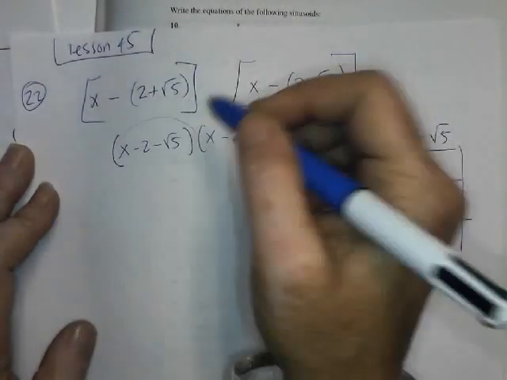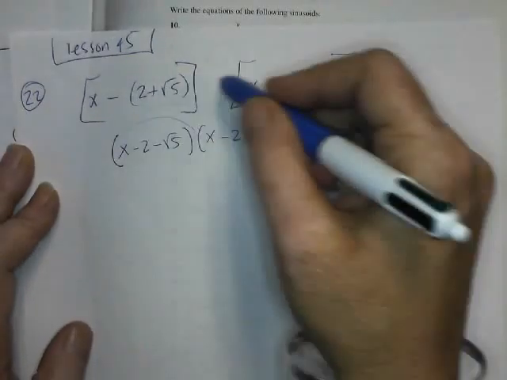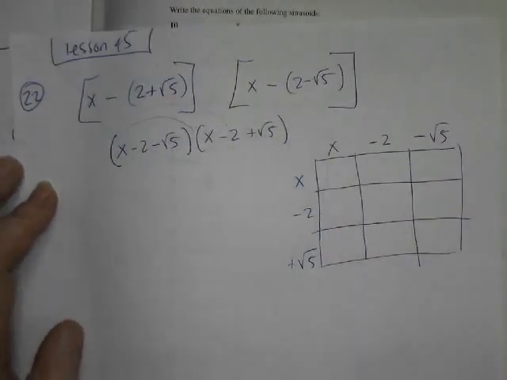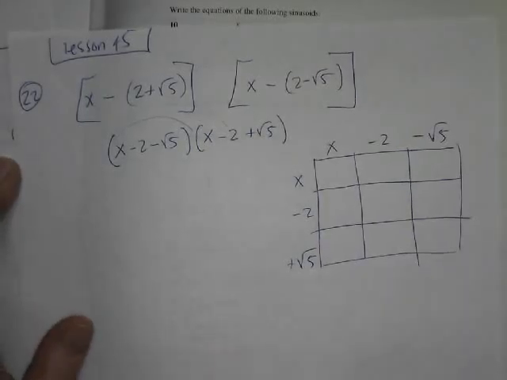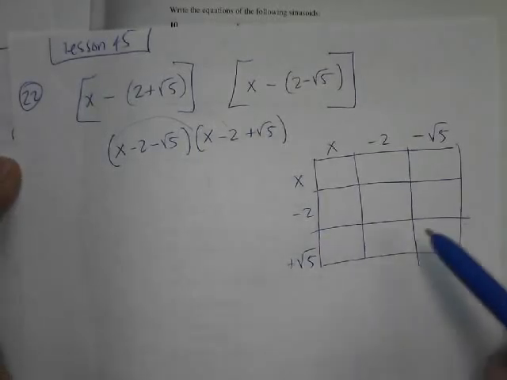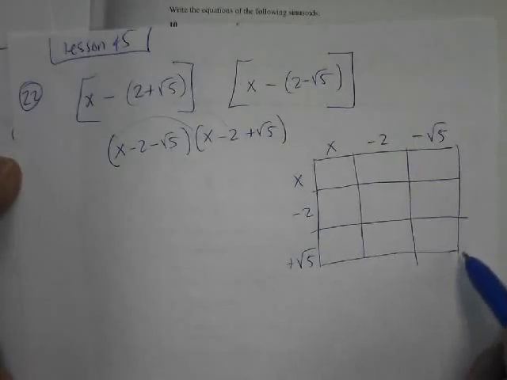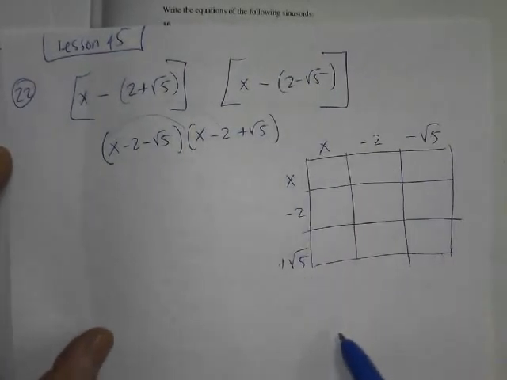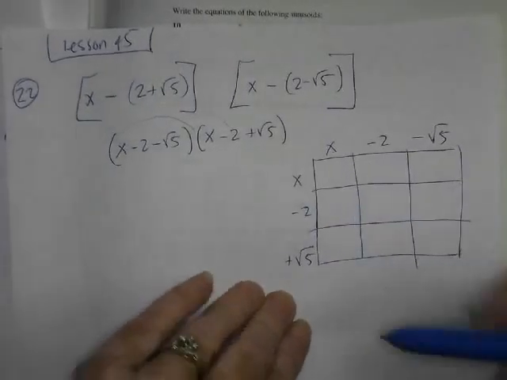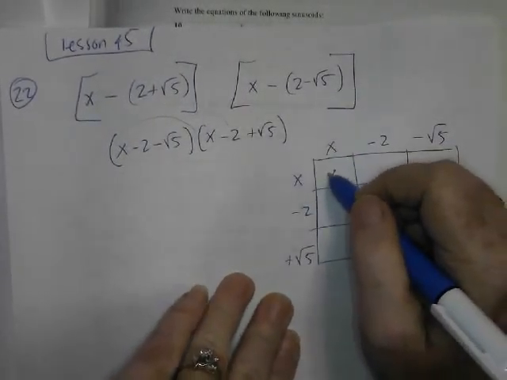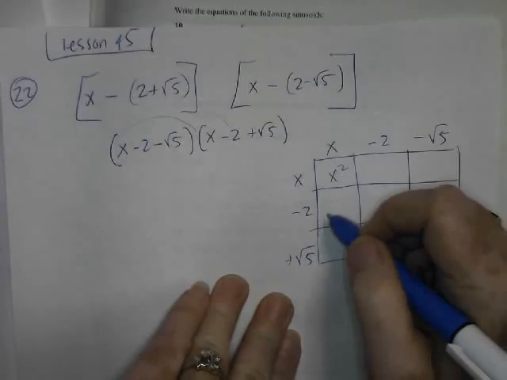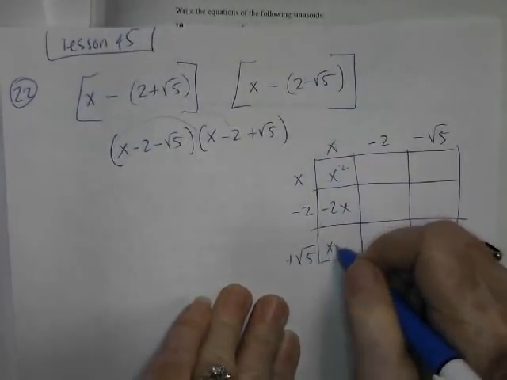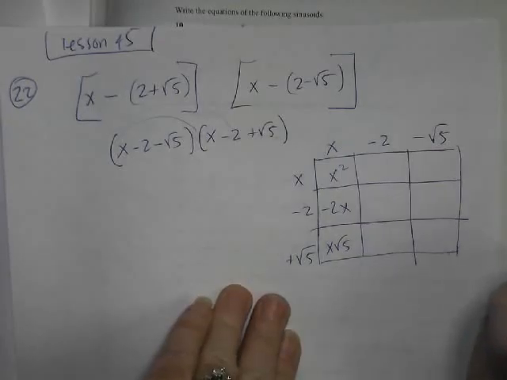Now I could just go x times x is x squared, and that's negative 2x, and that's x root 5, and that's blah, blah, blah. But then I have all this stuff going on, and I get this big long string of stuff, and then stuff will cancel out. This thing is a nice little area model that some of you are familiar with. I can still foil it out, but it's going to be a little bit nicer looking. So x times x is x squared, x times negative 2 is negative 2x. Do you guys understand how this works?